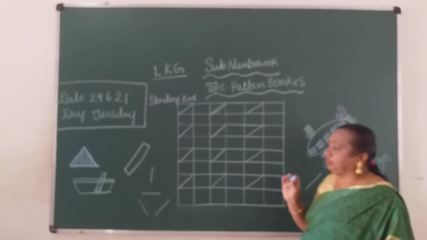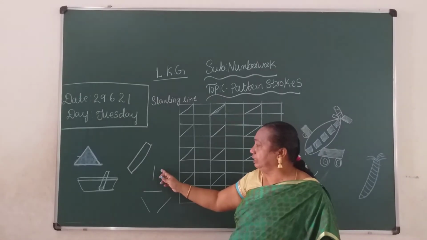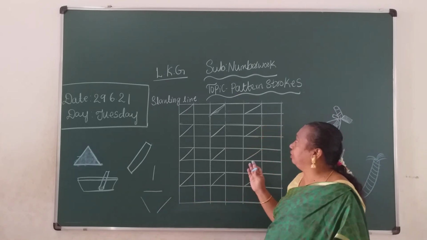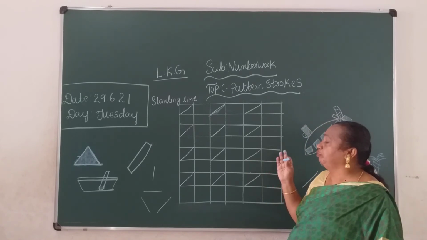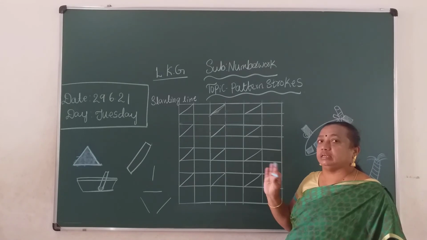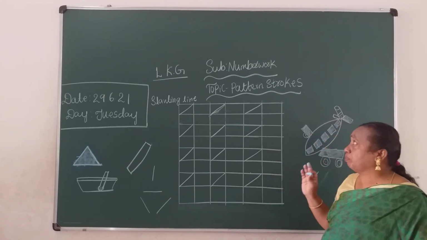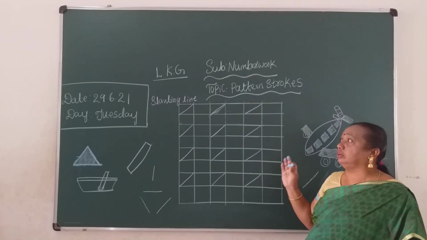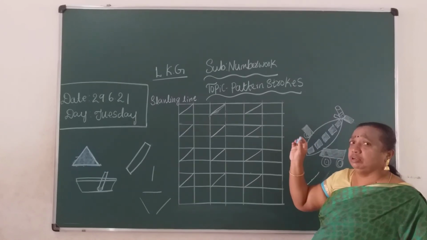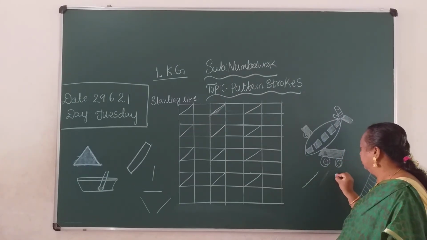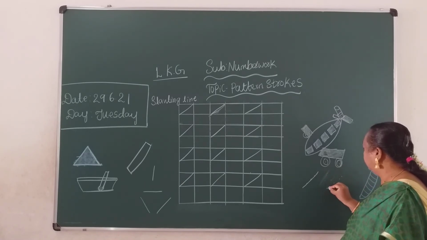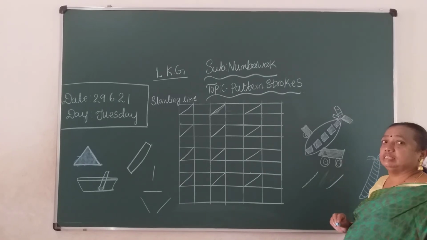Once again, children, I will repeat which ones we learned: standing line, sleeping line, right slanting line, left slanting line. What are we going to learn? Left slanting line. Put the dots, take out your box book, children. You should not use four lines, only the box book. Then first you have to put the dots. See, children, like this. One corner to another corner. Put the dots. You have to join the dots. Left slanting line.